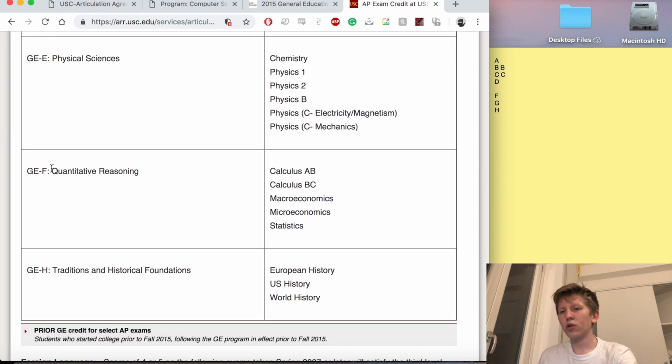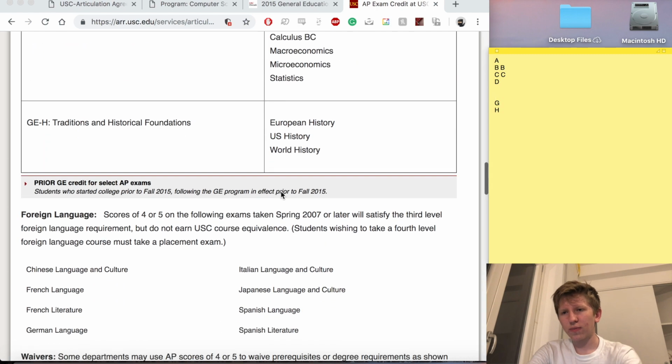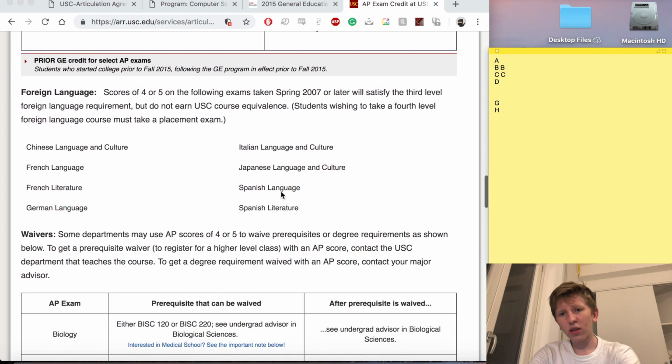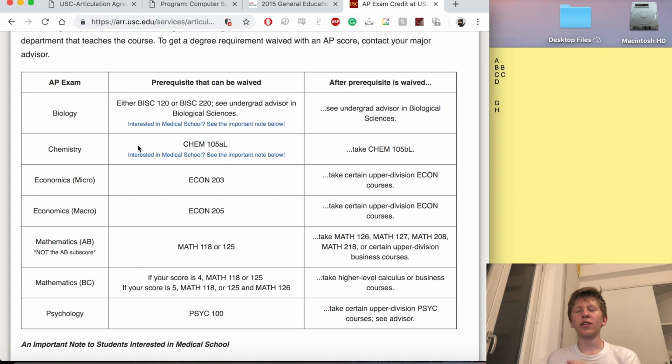And then I also took macro and micro and calculus, so GE F is done. I didn't take any history, so I can't remove any of those. I didn't take any languages either. An interesting thing to note is that sometimes APs will count for more than just a GE. So chemistry counts for 105A. So I'm gonna write that down because while it's not a GE, there are still options for how that could help me during my fall semester, and that could change which courses you might take.